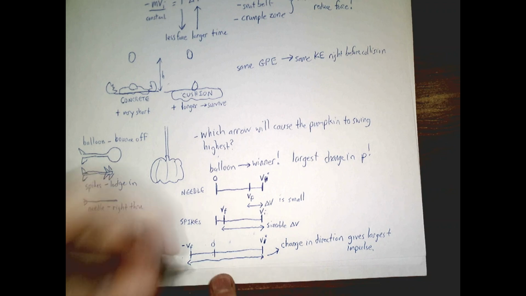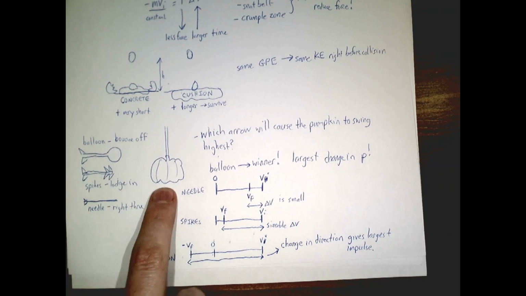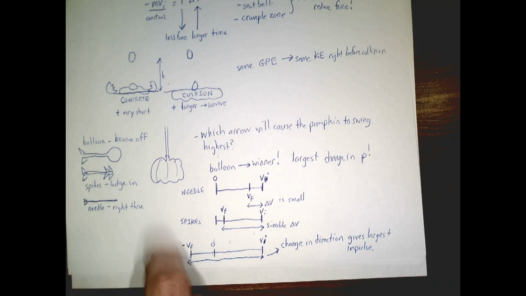Since the balloon arrow has the largest change in momentum, when it collides with the pumpkin, it's also going to give that same large change in momentum, that same large impulse, to the pumpkin itself, which is going to set this thing moving from rest to some significant speed, allowing it to swing up to the highest height it can.